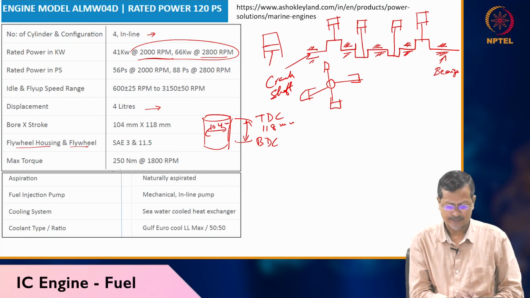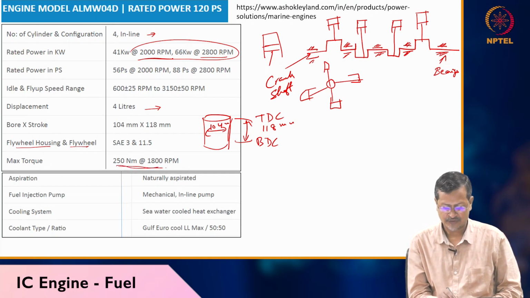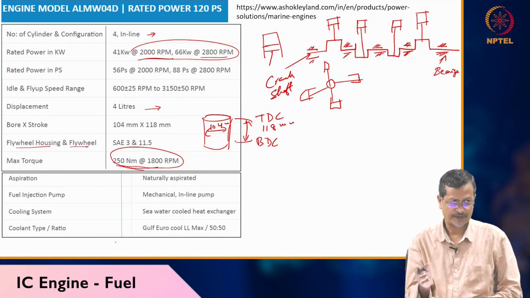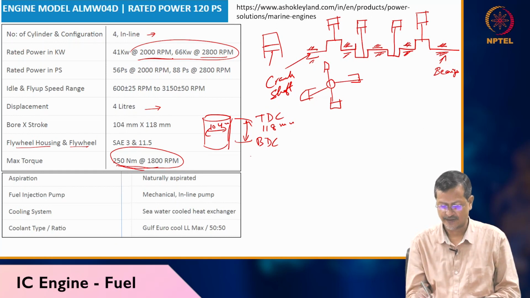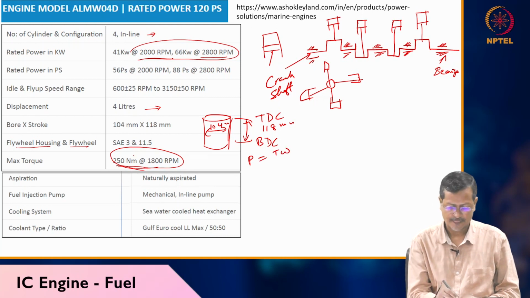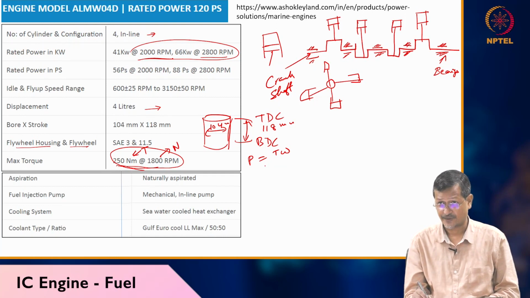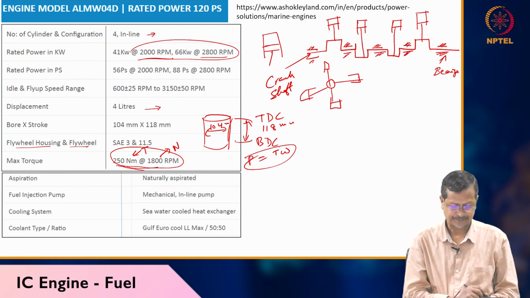Okay, and maximum torque is 250 Newton meter at 1800 rpm, and if you multiply torque and rpm, then you will get power actually. Okay, this is torque, this is N, then power equals T into omega. So you can get power there.